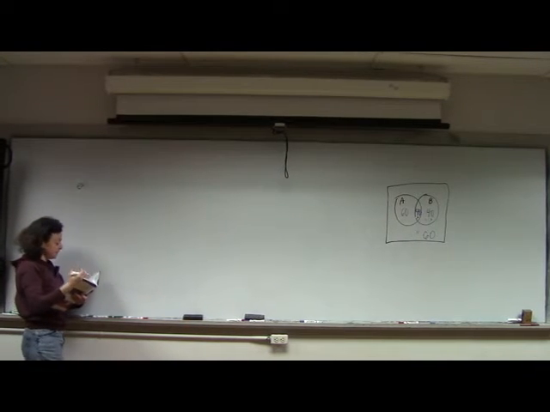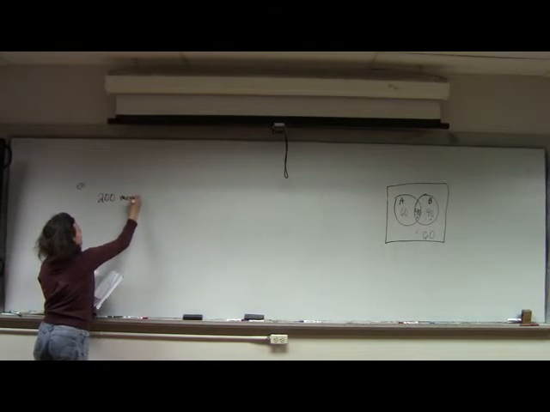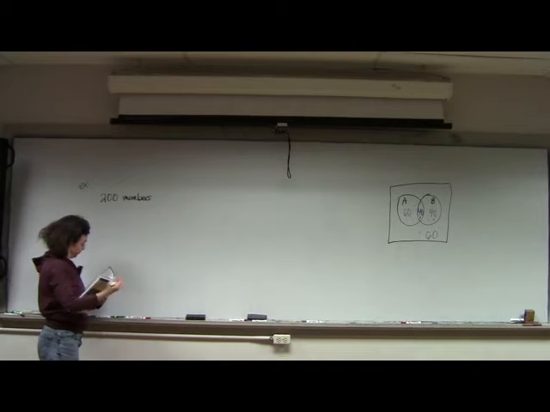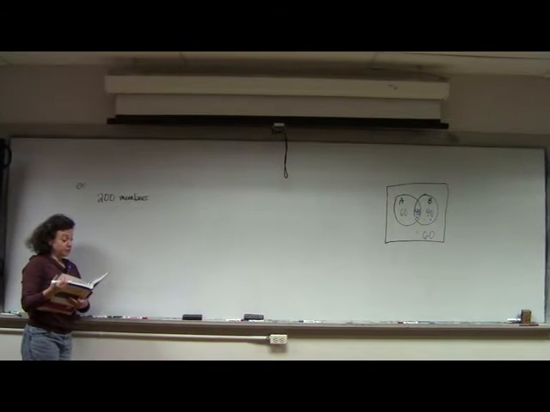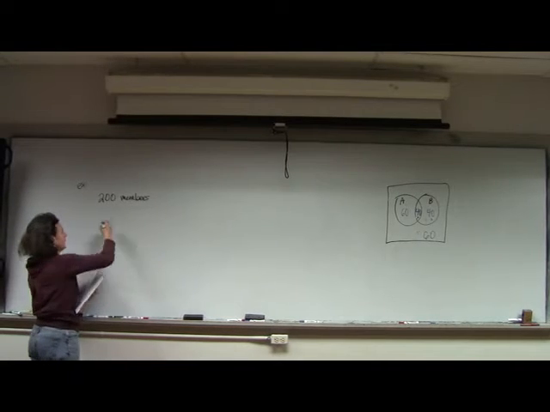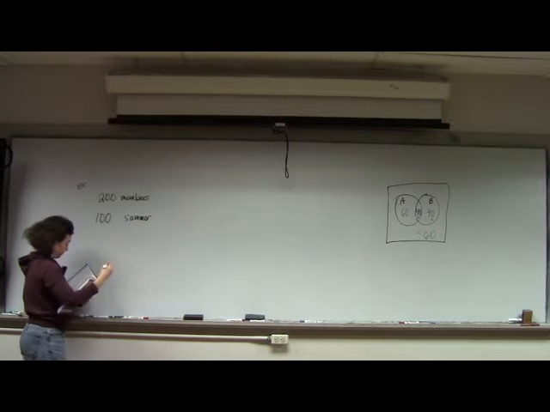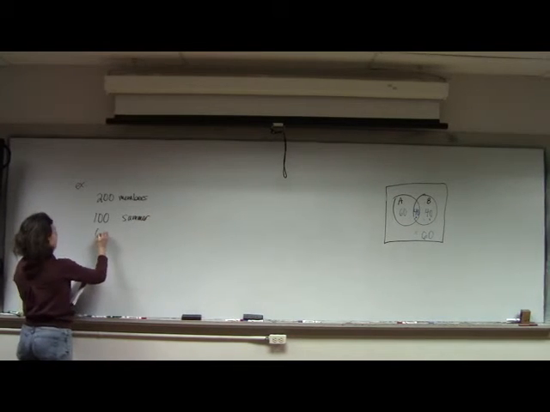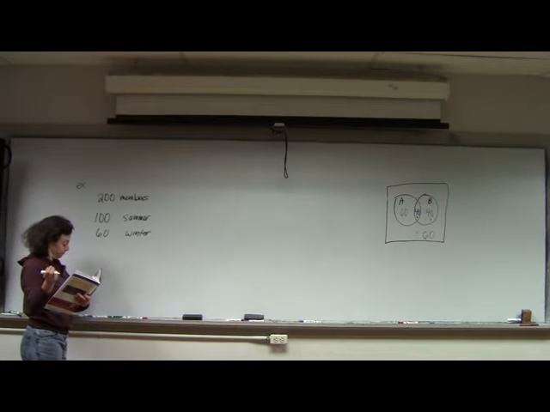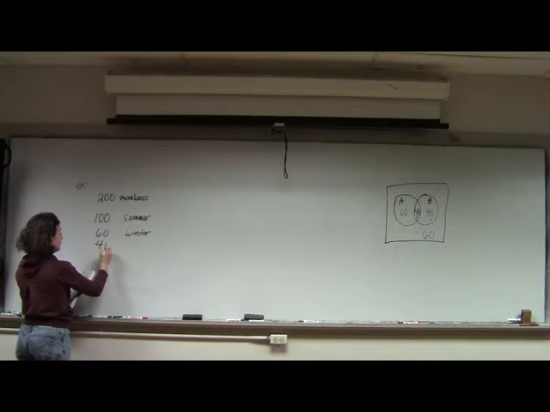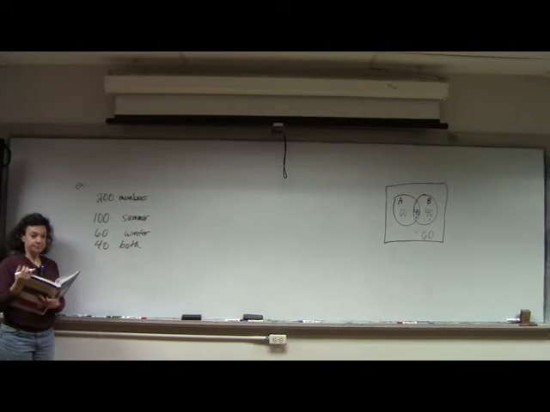And what this says is in a survey of 200 members of a local sports club, 100 members indicated that they plan to attend the next Summer Olympic Games. So 100 plan to go to the Summer Games. 60 indicated that they plan on going to the Winter Games. And 40 indicated that they plan to attend both games.